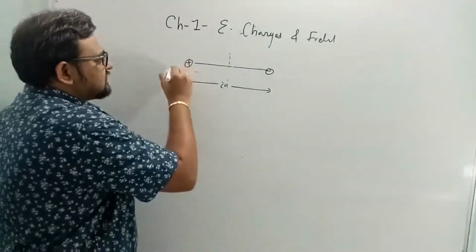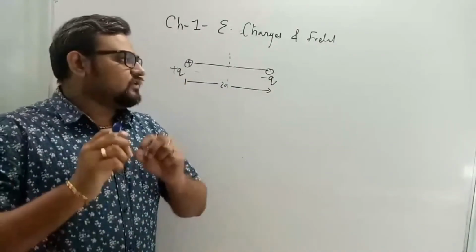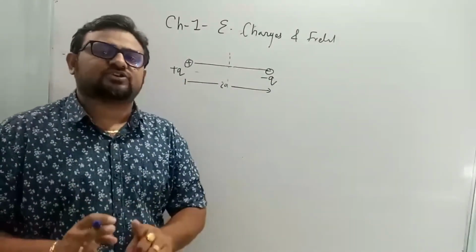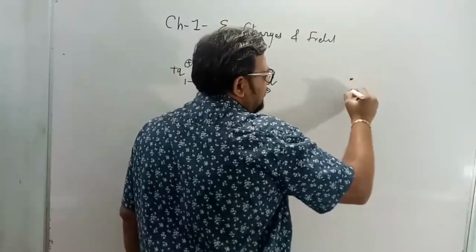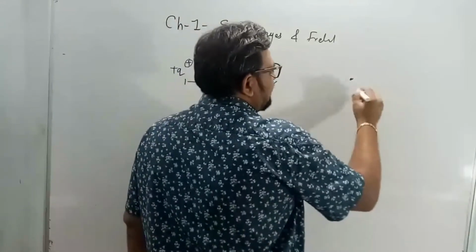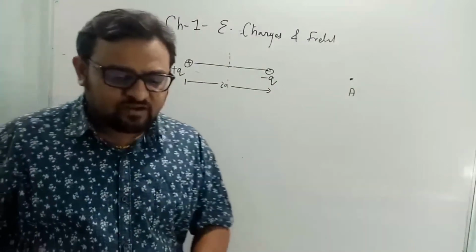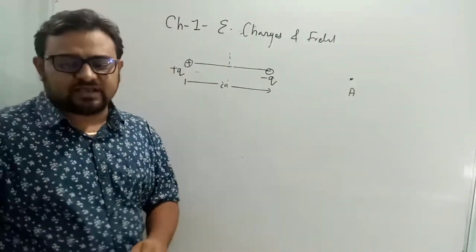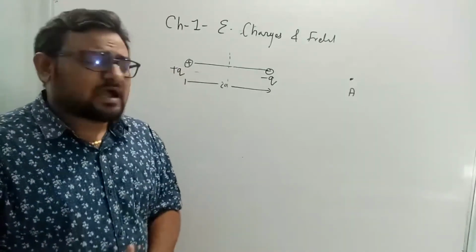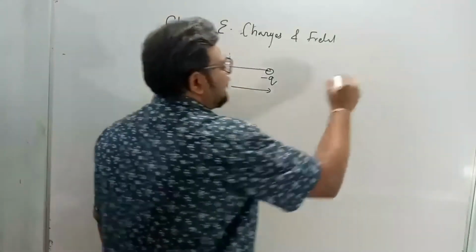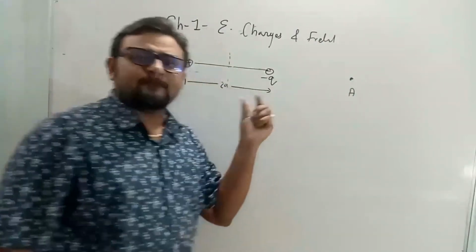So now let's say this is plus q, this is minus q, and we have to derive the equation of electric field at this point P. Let's take E. Okay, we have to derive the equation of electric field at this point P, or I can say A. Clear? So now what I will do, I will find out the electric field at this point A due to plus charge and due to minus charge.